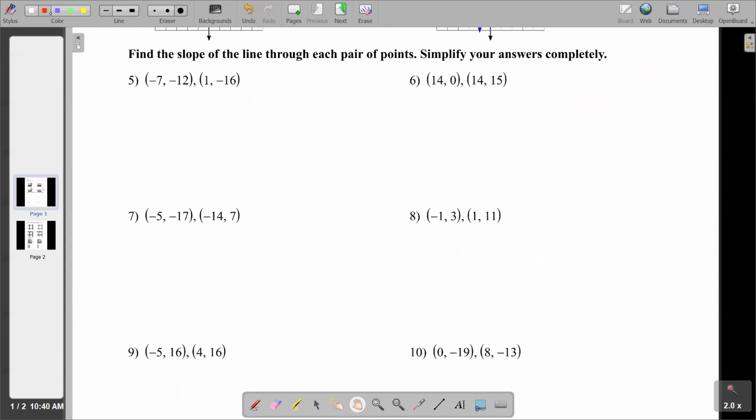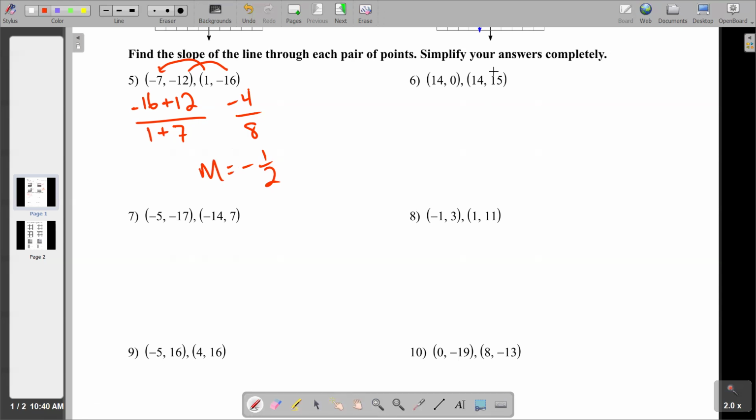So when I do the first problem, number 5, I go -16 plus 12. And then on the bottom, I do 1 minus negative 7, so 1 plus 7. And then I'm not done yet. I've got to hope that my basic skills are in line. -16 plus 12 is -4. 1 plus 7 is 8. So my final answer is m equals -1/2.